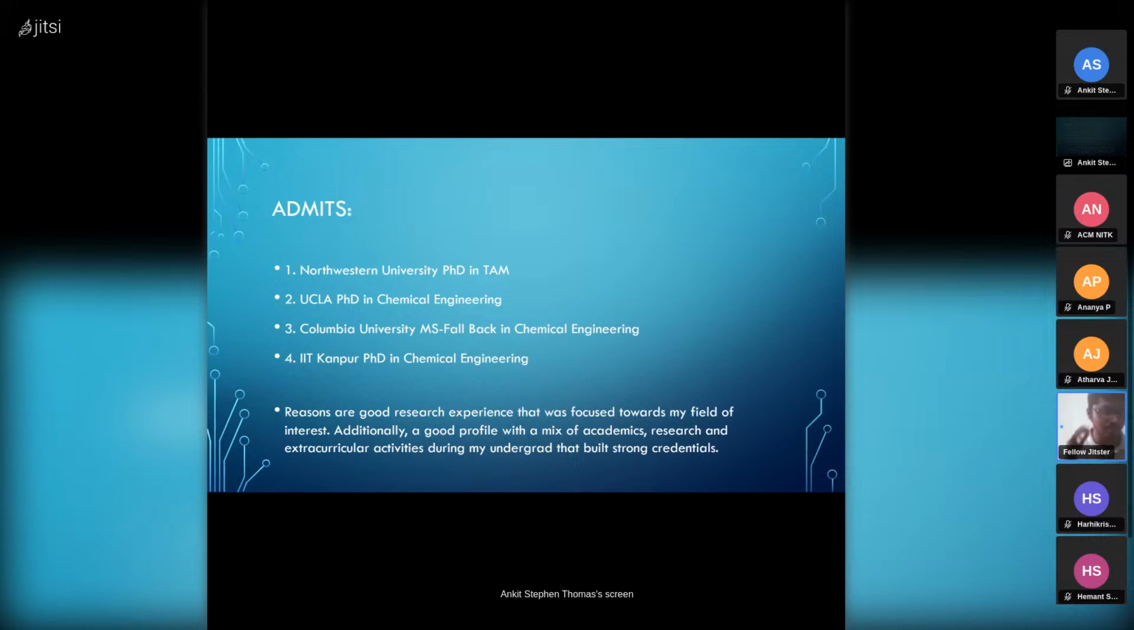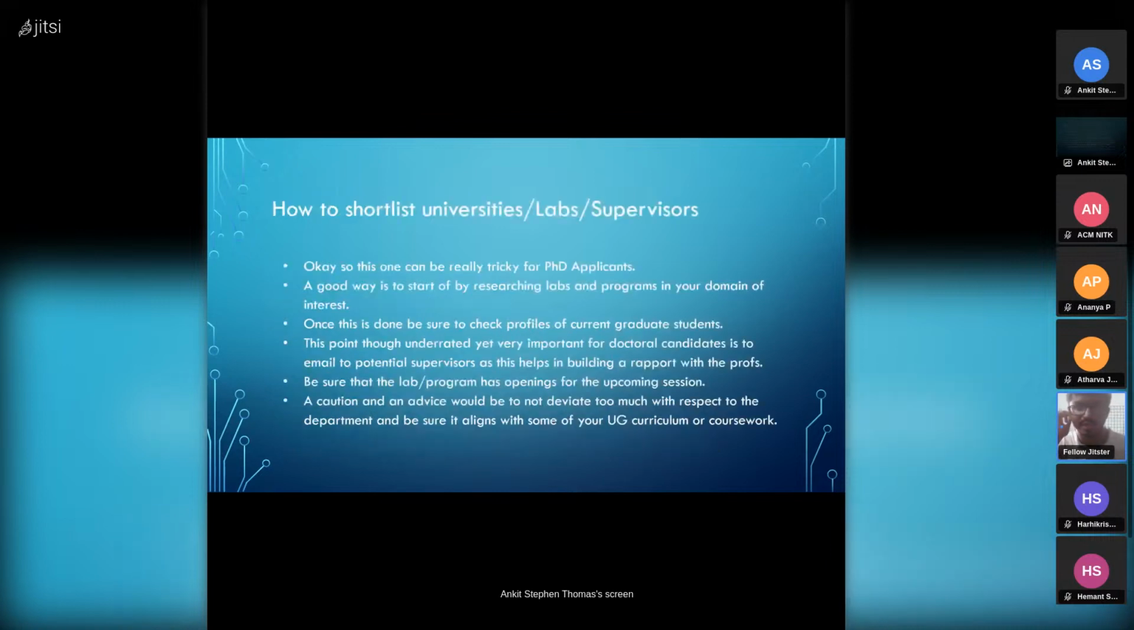So yeah, moving on. Could we move to the next slide? Yeah. This is something that I wanted to discuss on how to shortlist universities, labs, and supervisors. I'll go a little fast through this slide since I've talked a bit about it. But yeah, one of the real challenges for a PhD applicant, quite often seen, is in deciding what lab, what university, and what supervisor to work under.